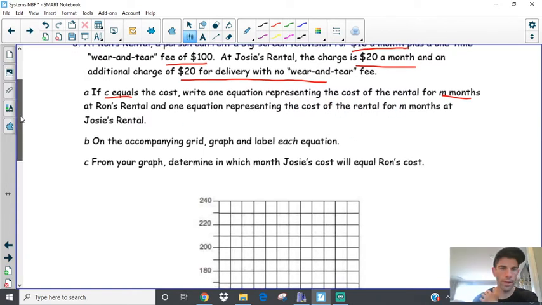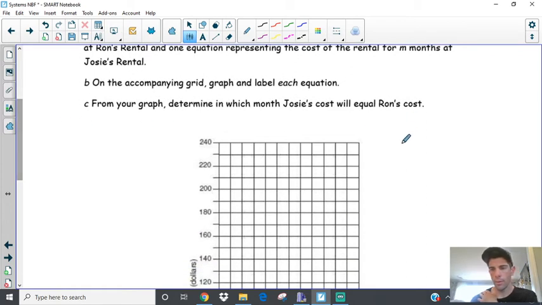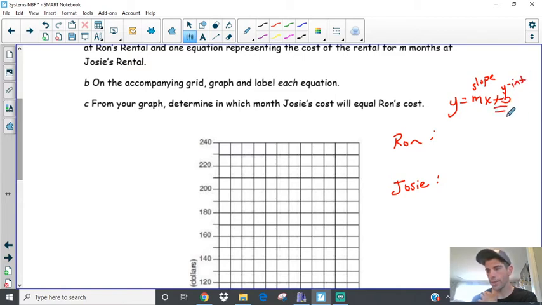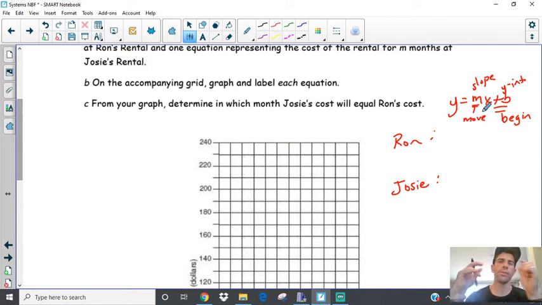So I'm going to do it down here because I have a little bit more room. So we have Ron and we have Josie. Now remember, the equation of a linear is mx plus b. M represents your slope and b represents your y-intercept. Your y-intercept is where you're going to begin all equations, and then this is how you're going to move. Now if you relate this to a word problem, when you begin, you can only begin at one spot at one time. It only happens once.